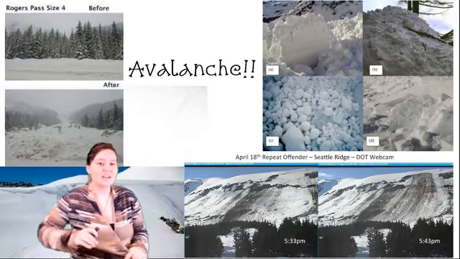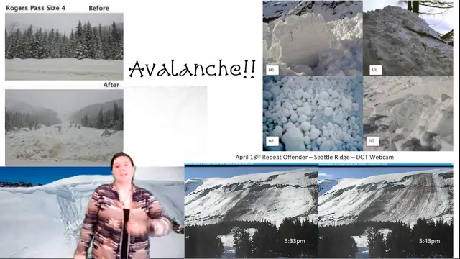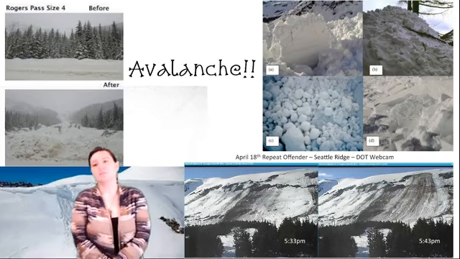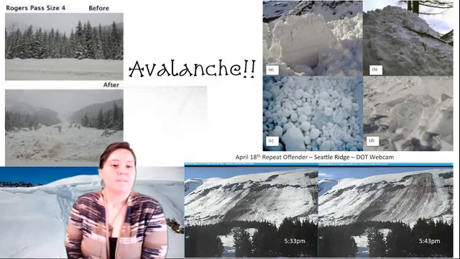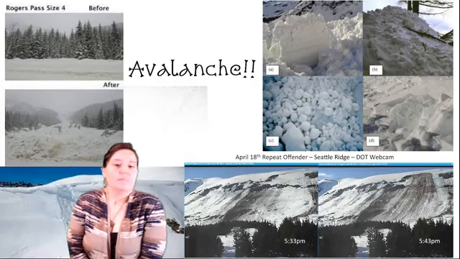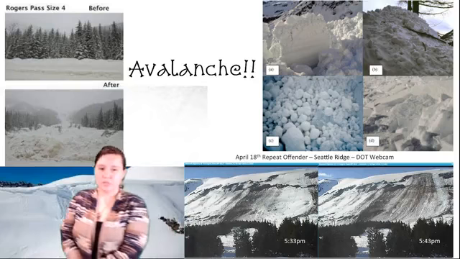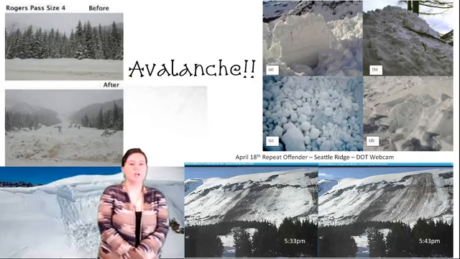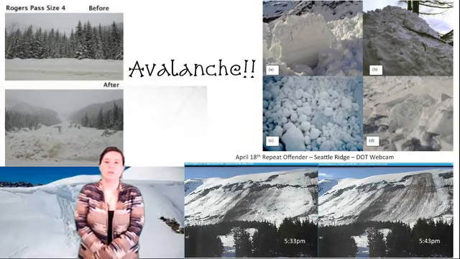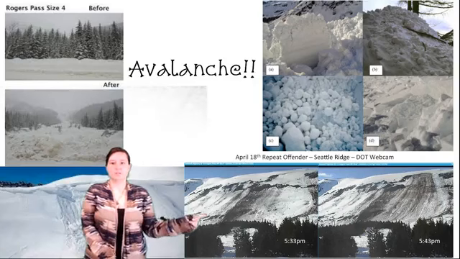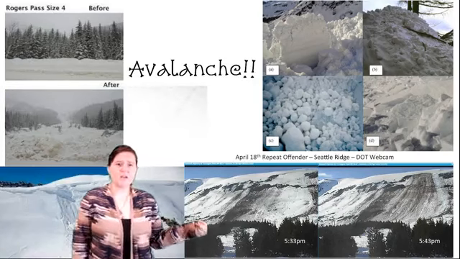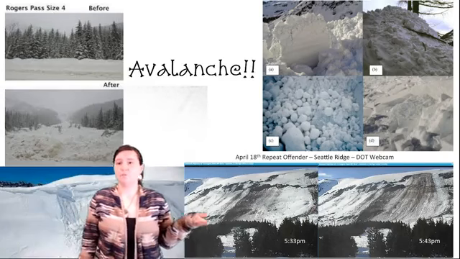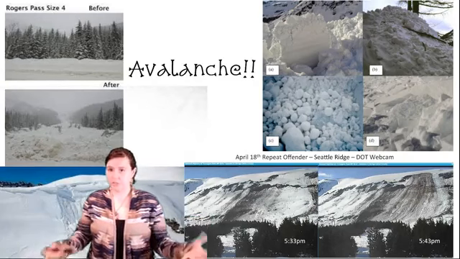Okay, so next I want to talk more about the dangers of snow, specifically avalanches, because we're talking about snow and heavy snowfall. I want to show you some pictures of what happens when an avalanche comes through an area. The picture over here is actually from the Seattle area. You can see the before and after from when an avalanche came through.